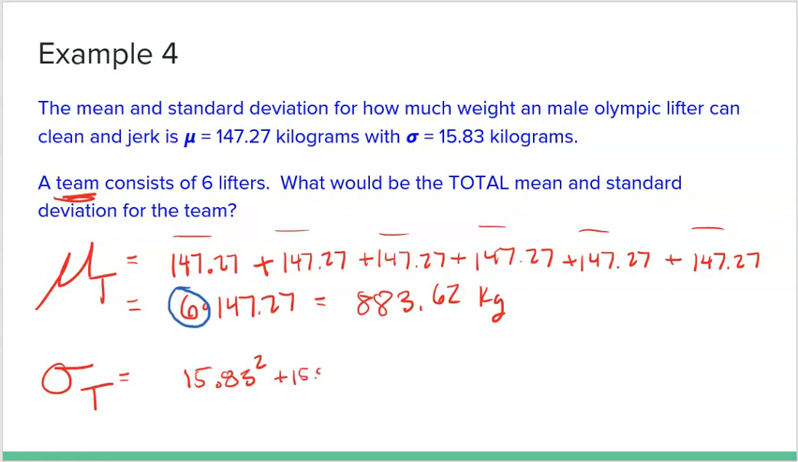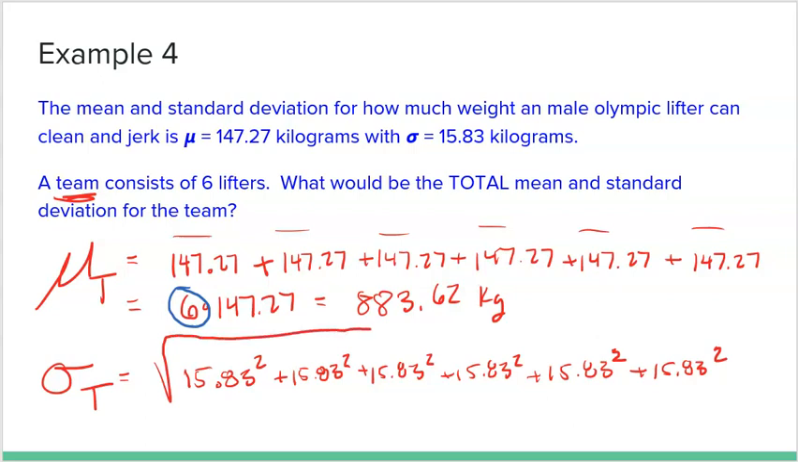Then I have the variance for my second lifter, plus the variance for my third lifter, plus the variance, and I'm sorry for my crappy handwriting, the variance for the fourth lifter, plus the variance for my fifth lifter, plus the variance for my sixth lifter. I have 6 lifters' worth of variance, and then I'm going to put a giant square root around all of that variance to get back to a standard deviation.